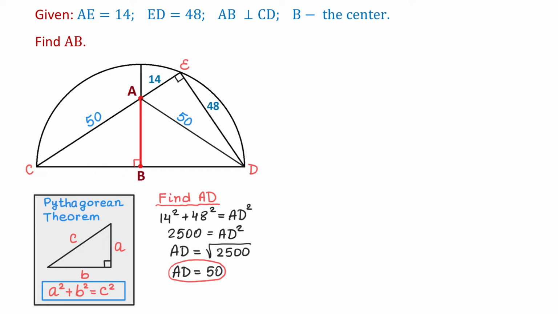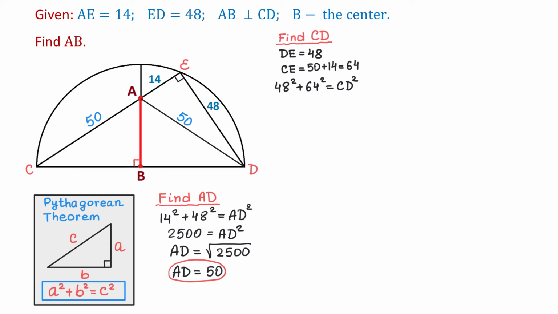And for this, let's take a look at the triangle CDE. In this triangle, side DE is 48 units, and side CE is 50 plus 14, which makes 64 units. Then we can find the hypotenuse CD using the Pythagorean theorem. So again, DE is 48 units and CE is 64 units. Then 48 squared plus 64 squared equals CD squared.